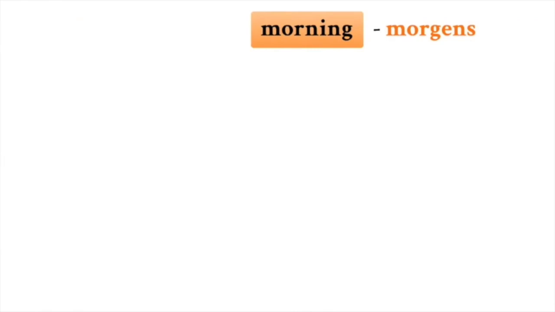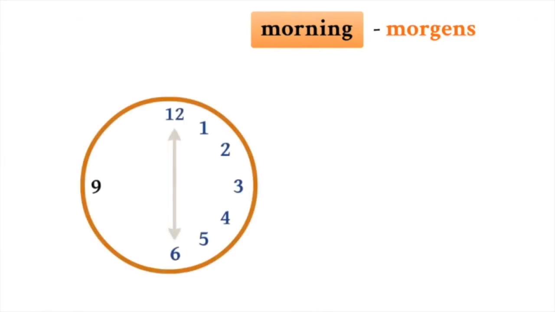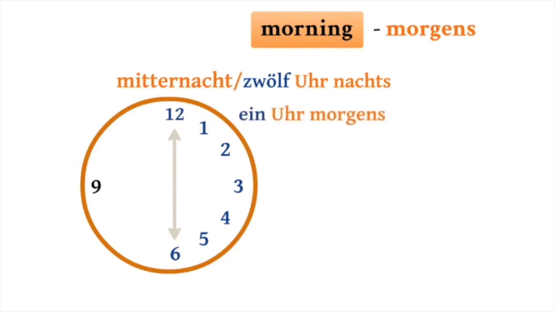So now we will again start with the morning, which is morgens. We will start here with Mitternacht, which is midnight, or 12 Uhr nachts, which can be translated as 12 o'clock in the night. For 1 o'clock in the morning, we would say 1 Uhr morgens. 2 o'clock, 2 Uhr morgens, and so on until 5 o'clock in the morning, 5 Uhr morgens. Mitternacht, 12 Uhr nachts, 1 Uhr morgens, 2 Uhr morgens, 5 Uhr morgens.